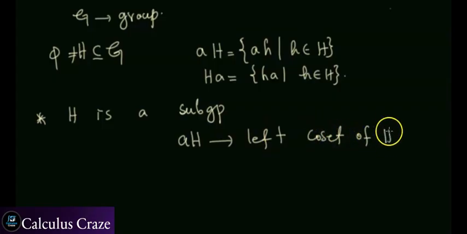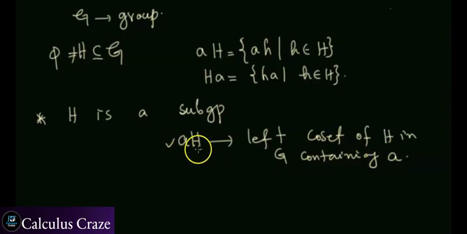of H in G containing A. Why does this contain A? Because H is a subgroup. So when H is a subgroup, it contains the identity. When A is taken in binary operation with E, then AE becomes A, because H is a subgroup. So E belongs to H, so A belongs to this AH.